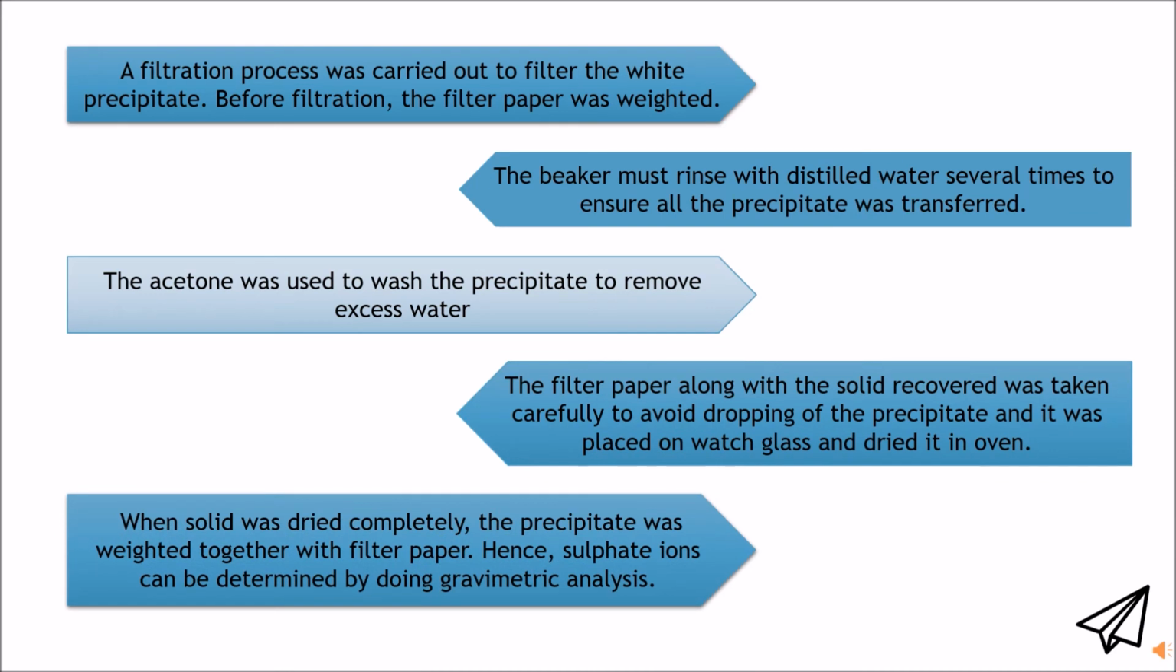The precipitate obtained was filtered through gravitational filtration and the filter paper used was wet. The beaker was rinsed with a little water to recover all the precipitate. Then acetone was used to wash the precipitate to remove excess water. The filter paper along with the solid recovered was taken carefully to avoid dropping of the precipitate and it was placed on a watch glass and dried in an oven at 80 degrees. When the solid was dried completely, the precipitate was weighed together with the filter paper, thus the sulfate ion can be determined through gravimetric analysis.